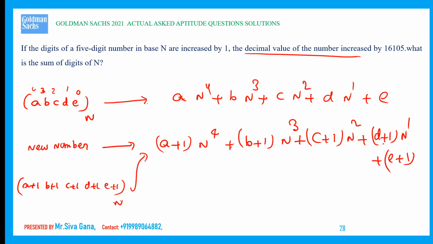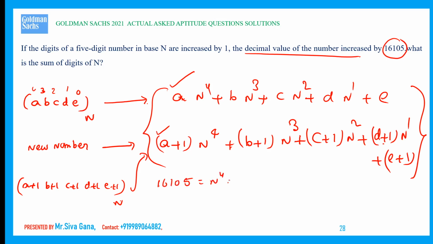Now he has clearly given that the number is increased by how much? 16105. Which means the difference of this first equation and second equation, which are decimal numbers, is 16105. If you subtract equation 1 and equation 2, we get the difference, which is nothing but n power 4 plus n cube plus n square plus n power 1 plus 1. By looking at this number, a beautiful triangle comes to my mind, which is nothing but the Pascal triangle. What was that Pascal triangle?